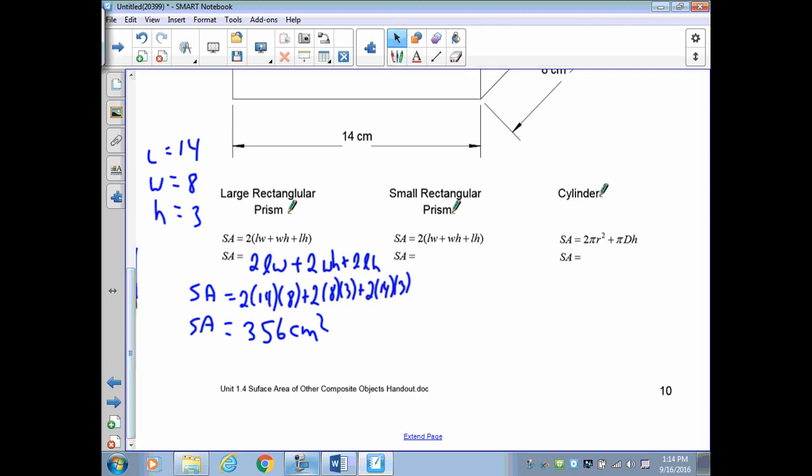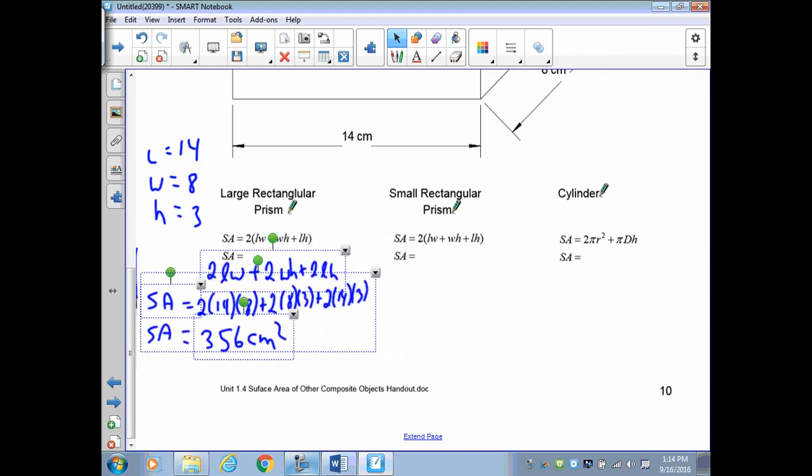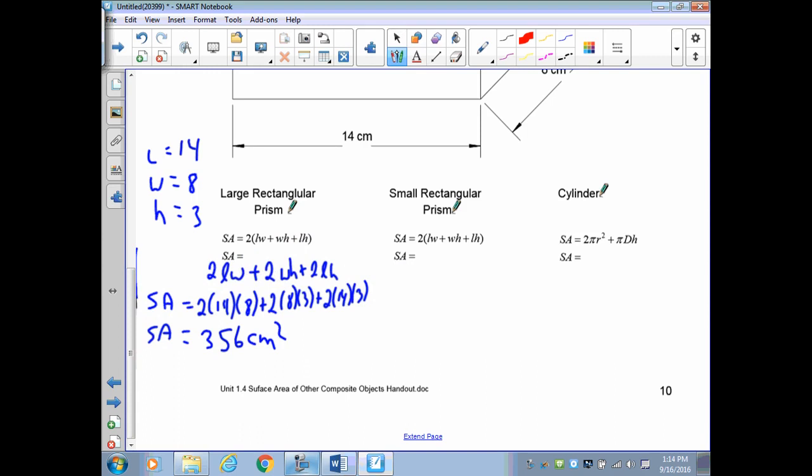All right, just going to grab this stuff right here, move it out of the way a little bit so it's not in the way of our calculations over here. And we'll go back to what we were doing before. 2 length widths plus 2 width heights plus 2 length heights. So again, looking at my smaller box, this time my length is equal to 8, my width is equal to 3, and my height is equal to 2.